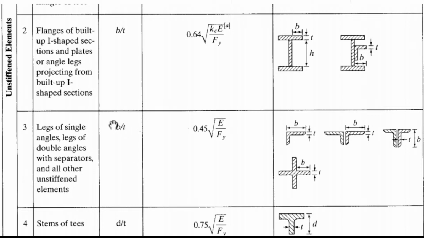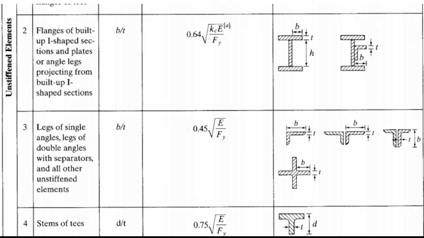So, B over T, what do you mean by B? For the angle, the longer leg, that is B. So B is from the corner to the edge, the longer leg. Thickness is the thickness of one angle element. Do not add the total thickness here. And the value is 0.45 square root of E over Fy.